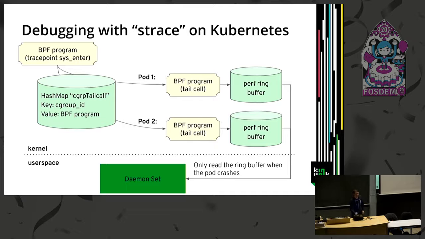Those ring buffers are configured to be overwritable, so that's not the default on perf ring buffer, where it stops writing when it's full, but these ones just overwrite continuously. And then when the user asks for it, the user can read the last system calls, the last few system calls.